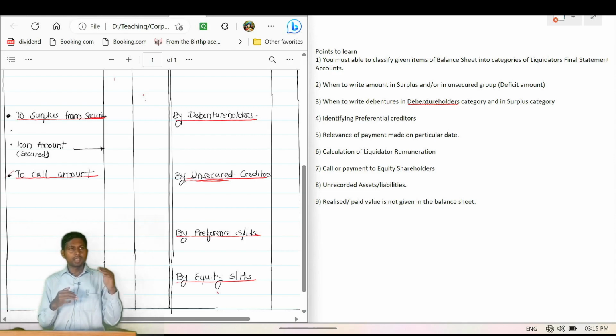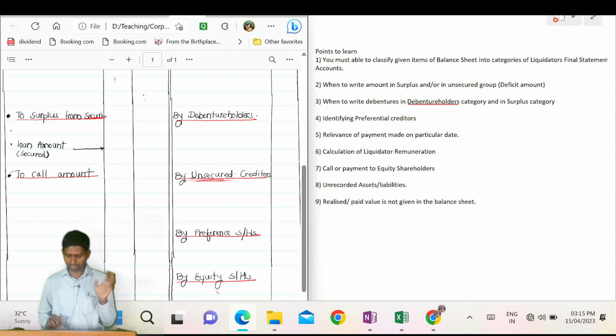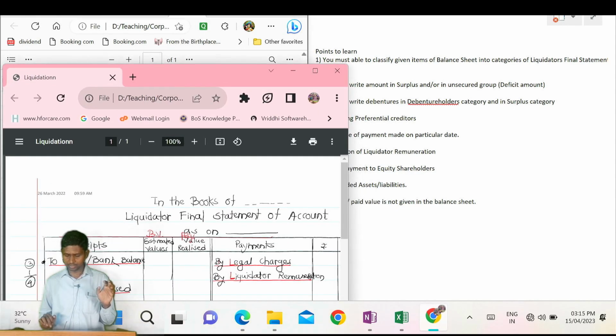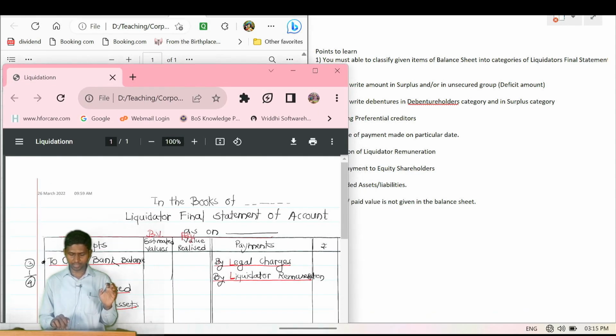Now, after getting any item of a balance sheet, you must be able to write that item somewhere in these categories. How to do that? For that, I think we will see one or two problems. We have three problems with us. I will just give you a glimpse of how to classify these into different categories.